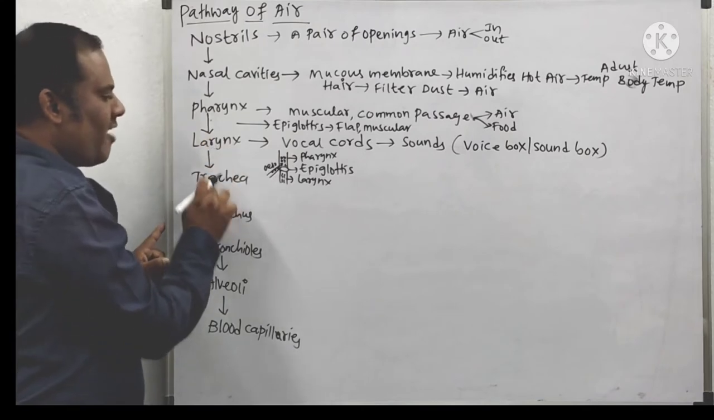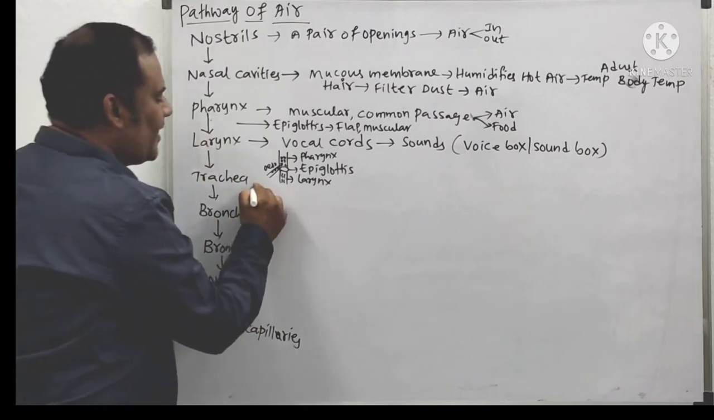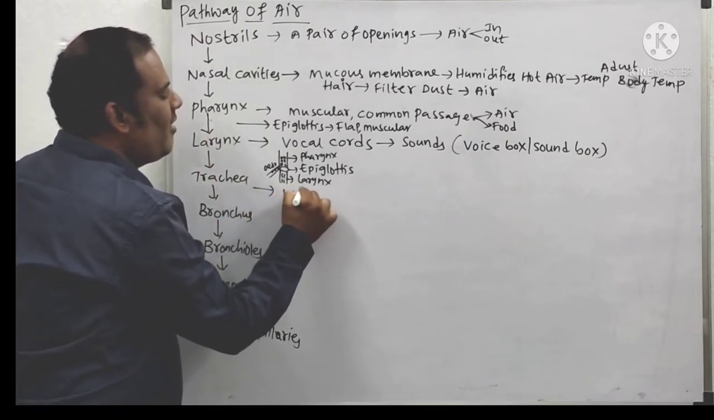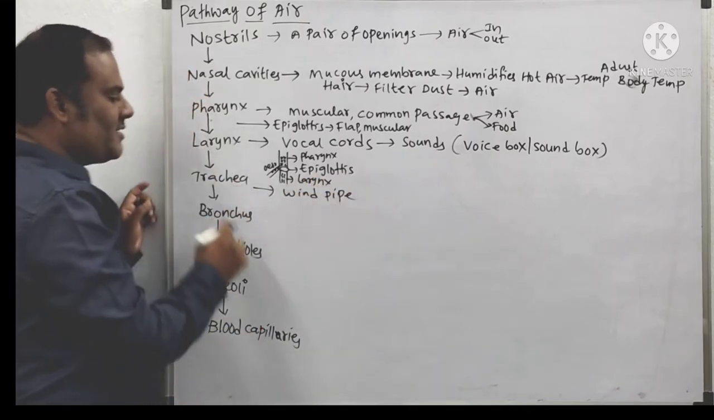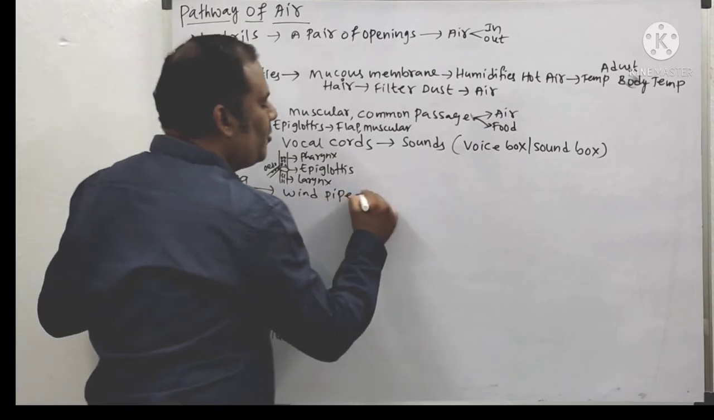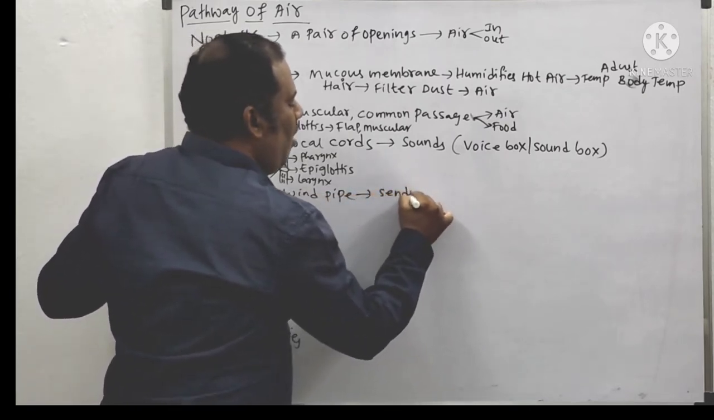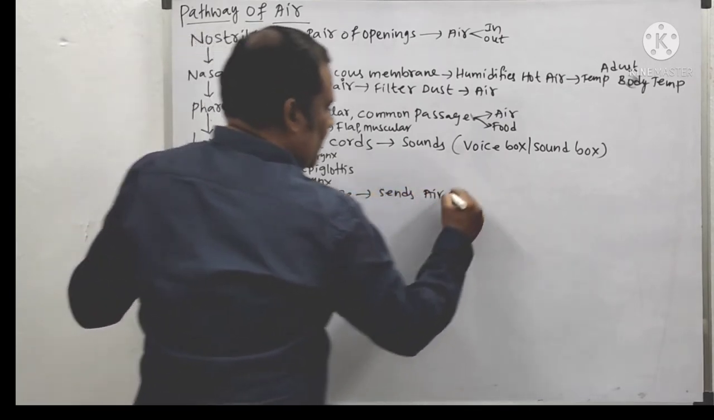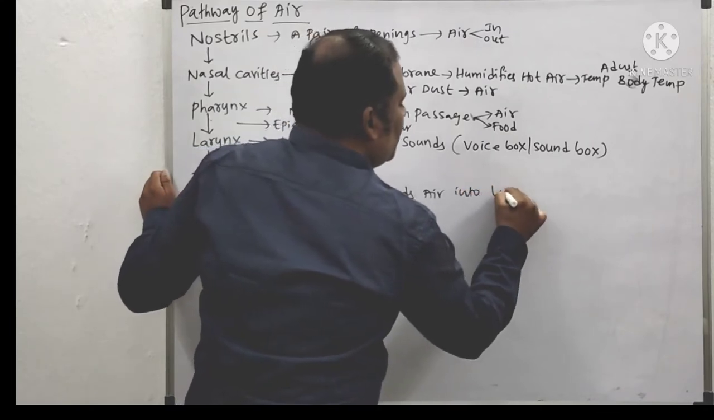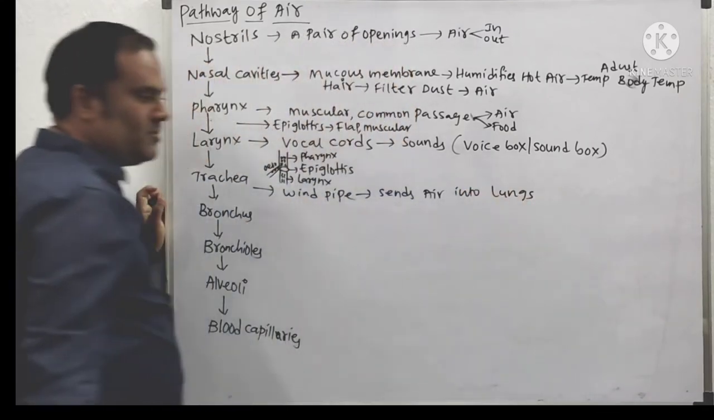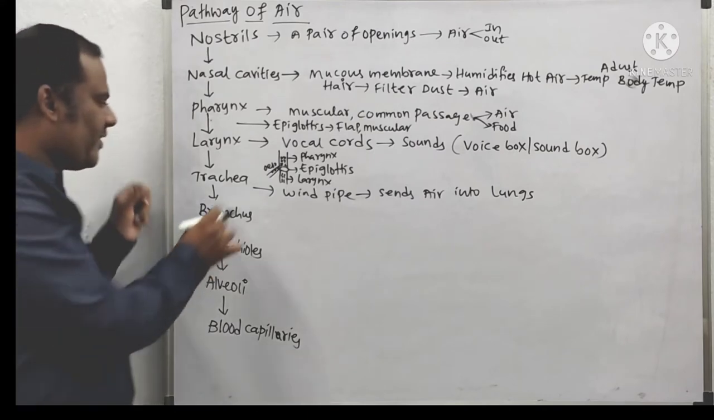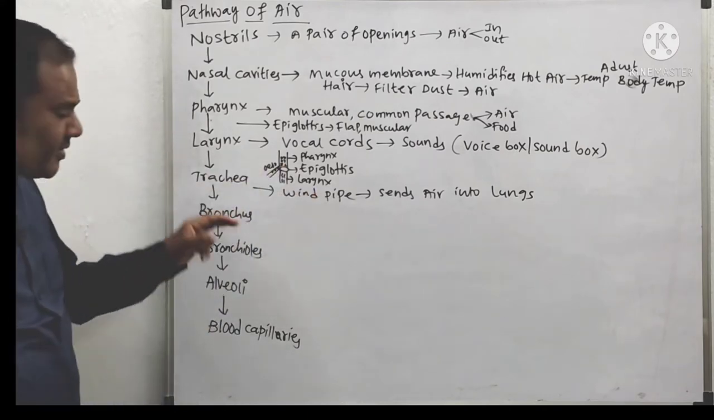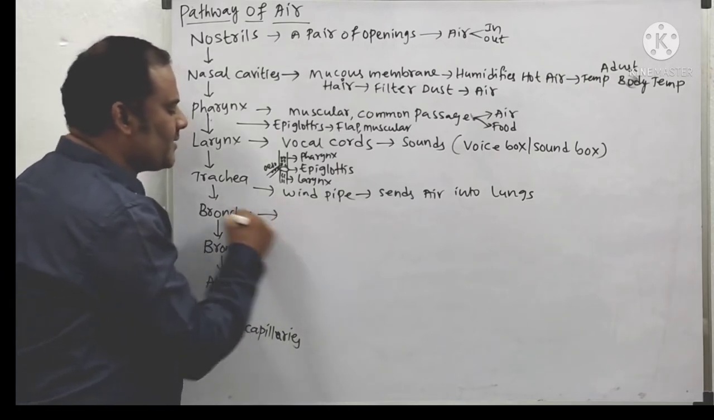Next, after the larynx we have the trachea. The trachea is also commonly called the windpipe. What is the duty of this trachea? The trachea's duty is to send the air into the lungs. That is the main duty of the trachea, the windpipe.